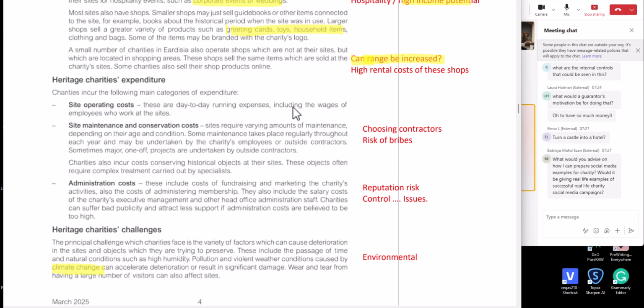So going back to the expenditure, we've got operating costs, we've got the maintenance cost, and there seem to be some outside contractors. Whenever you've got outside contractors, you've always got that transactional relationship where you're doing one-off projects, with a risk of bribery, risk of corruption for the contractors. Again, it points to an ethical question in supplier selection. Could that be an issue in the charity? Something you might want to consider.